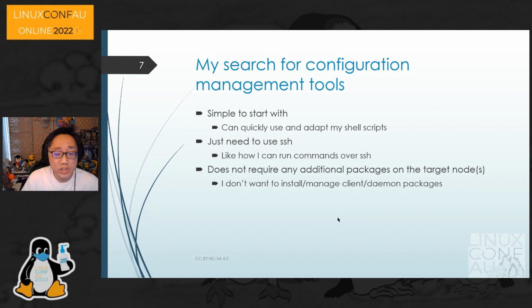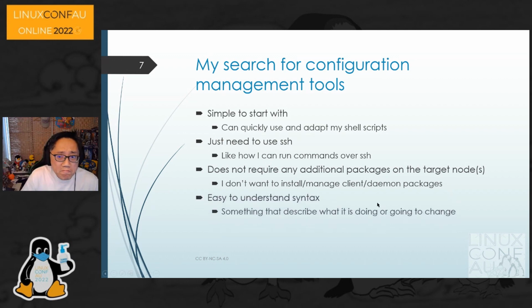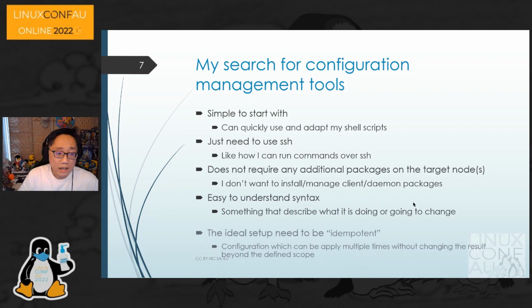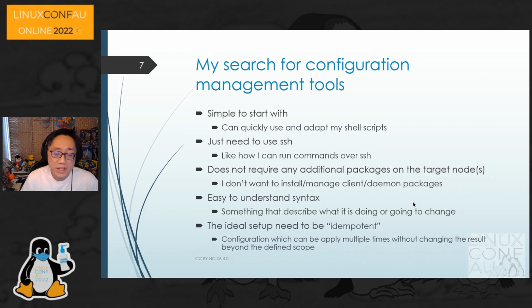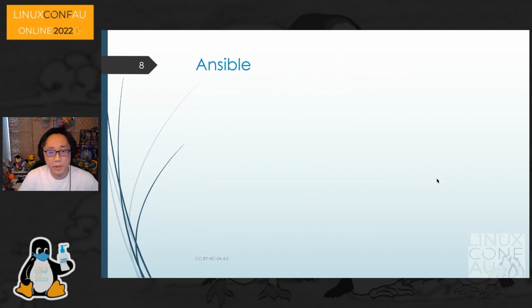Installing additional packages there means that I need to do extra work to ensure the application or the daemon running on the target nodes is compliant and workable with the master nodes or the management nodes. I want a configuration tool that uses an easy and understandable syntax, something descriptive, telling us what it's going to do, what is going to run. And lastly, I want the configuration setup to be idempotent, which means that configuration can be reapplied as many times as it runs without changing the end result beyond what had been defined. And that's when I discovered Ansible.